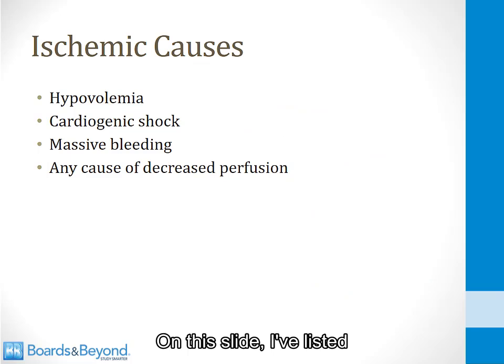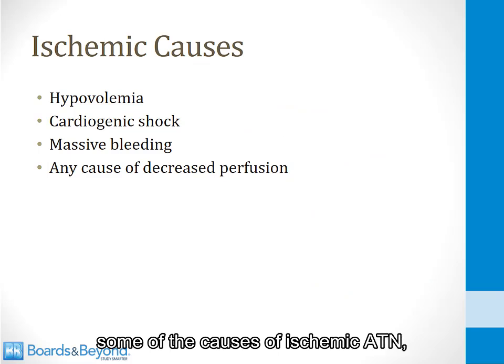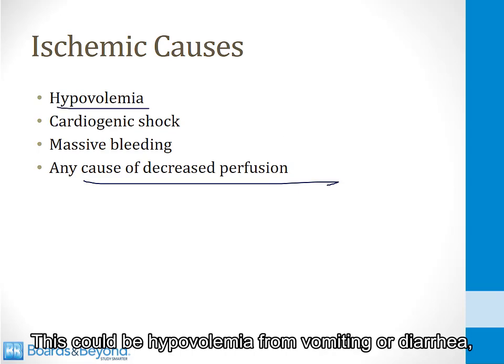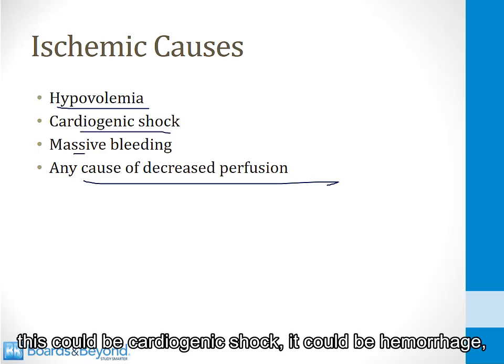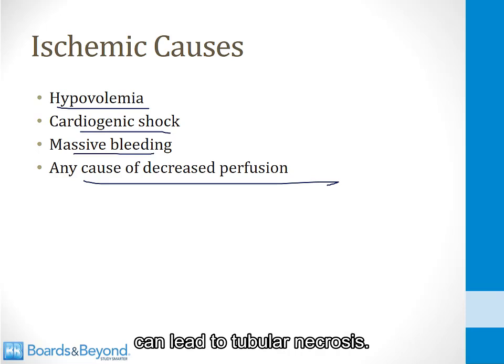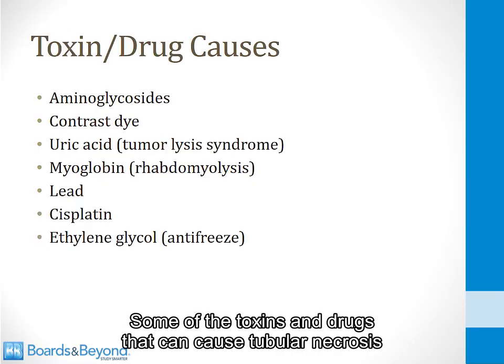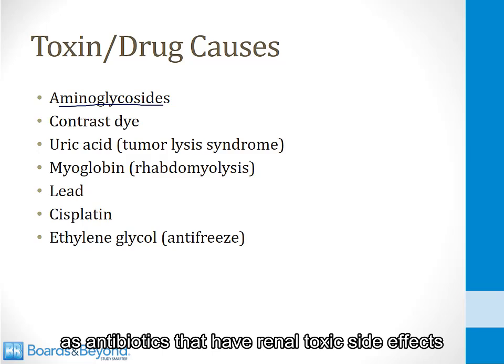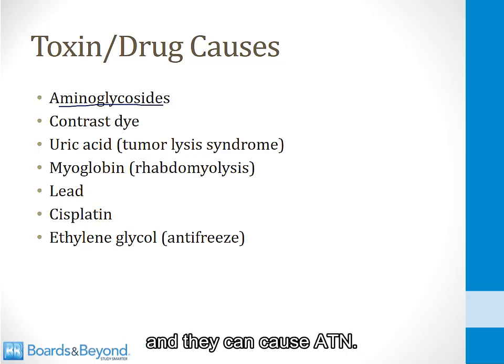On this slide, I've listed some of the causes of ischemic ATN, basically any cause of decreased perfusion. This could be hypovolemia from vomiting or diarrhea. This could be cardiogenic shock. It could be hemorrhage. Anything that lowers the perfusion to the kidneys can lead to tubular necrosis. Some of the toxins and drugs that can cause tubular necrosis are listed on this slide. So aminoglycosides are famous as antibiotics that have renal toxic side effects, and they can cause ATN.